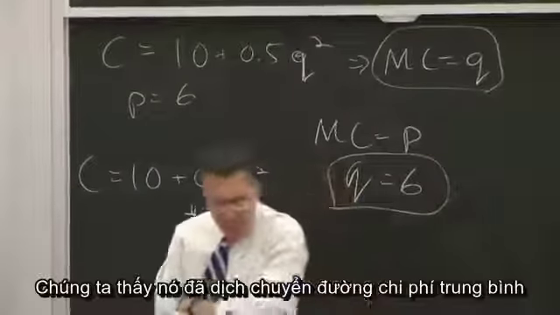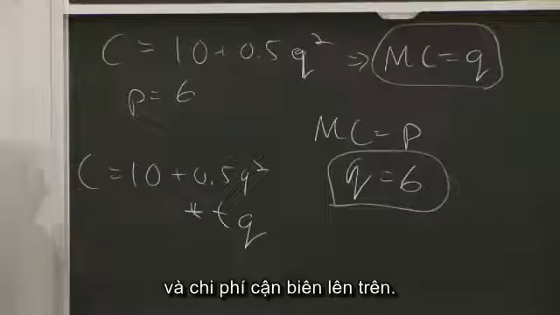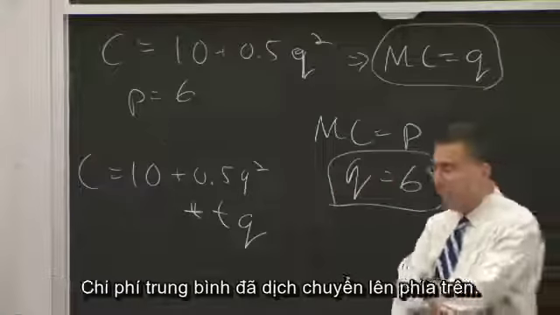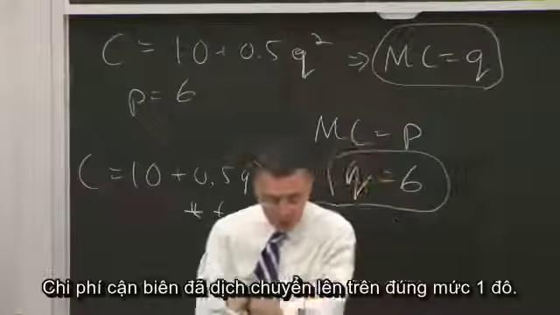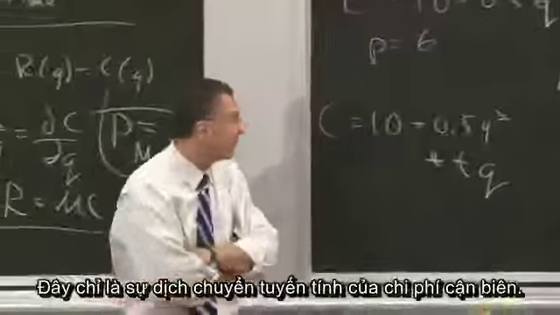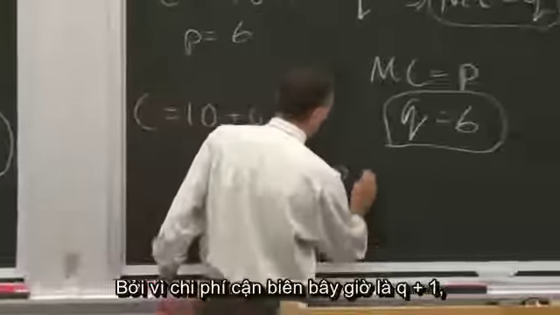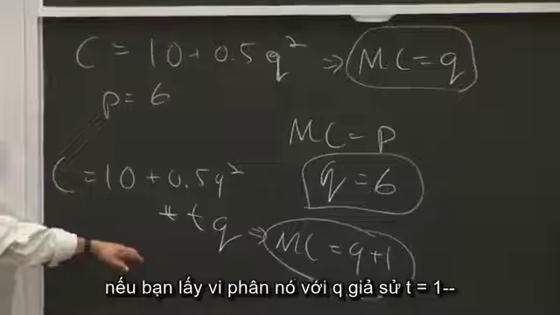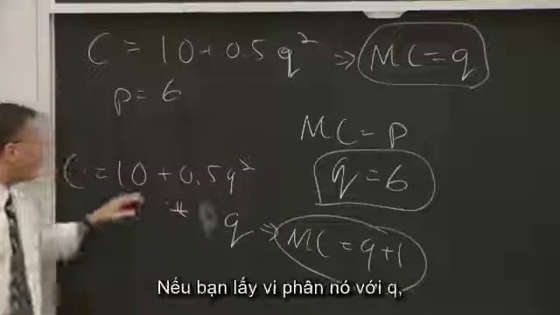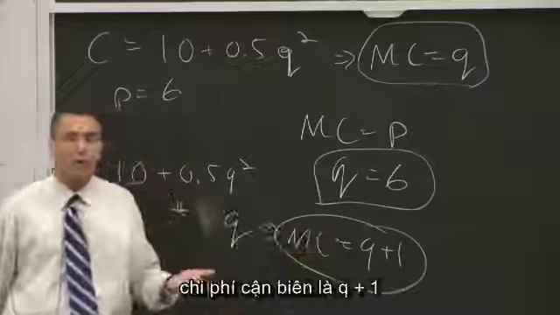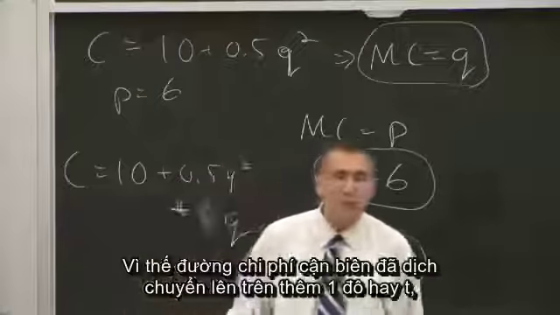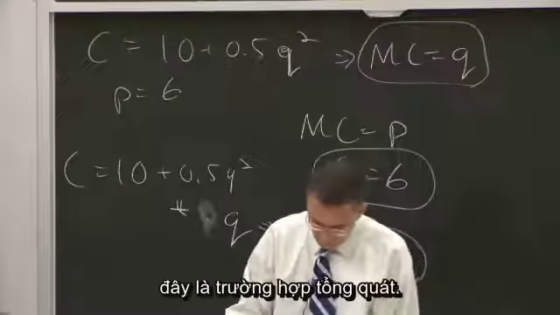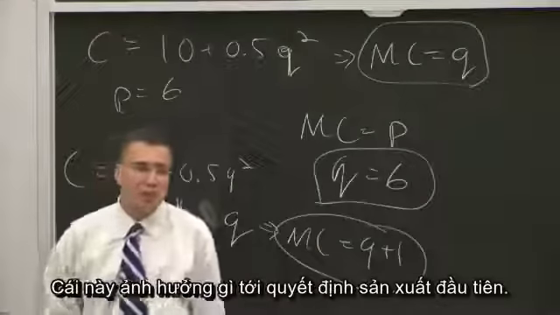So what we see is that it has shifted average costs and marginal costs both upwards. Average cost has shifted upwards, and marginal cost has shifted upwards by precisely $1. It's just a linear shift in marginal cost, because marginal cost is now what? Q plus 1. If you differentiate this with respect to Q, assuming T is $1, marginal cost is Q plus 1. So your marginal cost curve is shifted up by $1, or by T in the more general case. Well, what does that do to the firm's production decision?